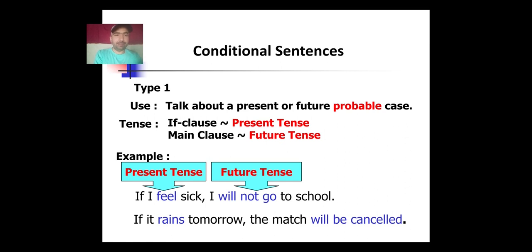So if we shuffle that, for example: I will not go to school if I feel sick. So it has a complete sense or meaning. The match will be cancelled if it rains tomorrow. So when you shuffle these two clauses, they do not make any kind of wrong meaning. They are meaningful when they are shuffled.